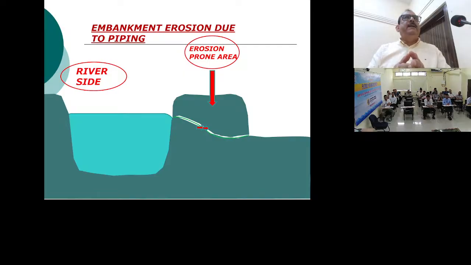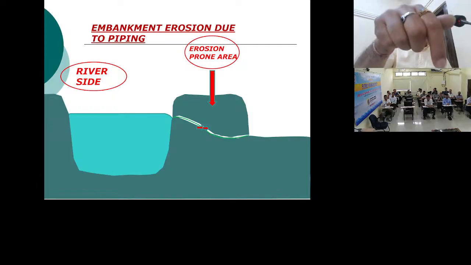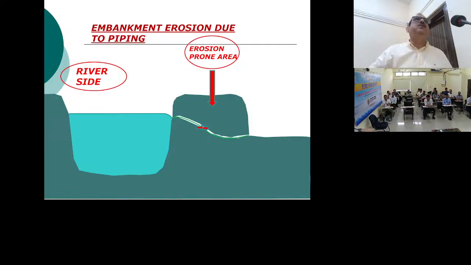That embankment was constructed in 1955. In 1955, those engineers provided core walls. The present engineers did not have the knowledge that it has a core wall. While doing the geological investigation, we found that there is a core wall. So that is a very good solution. When there is a core wall, it will cut the path. That is one solution.